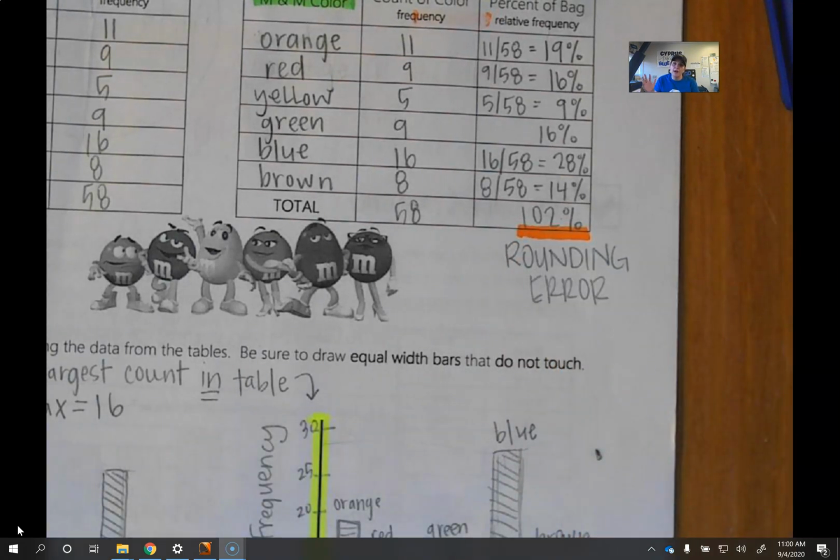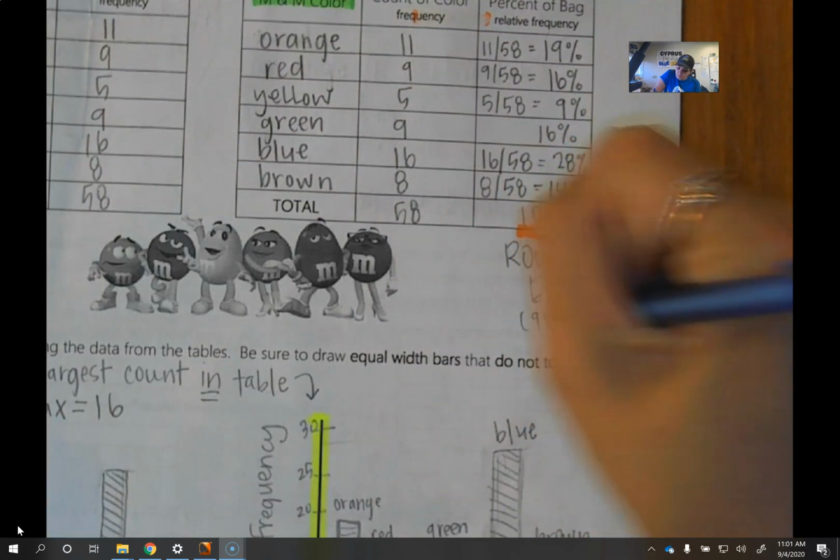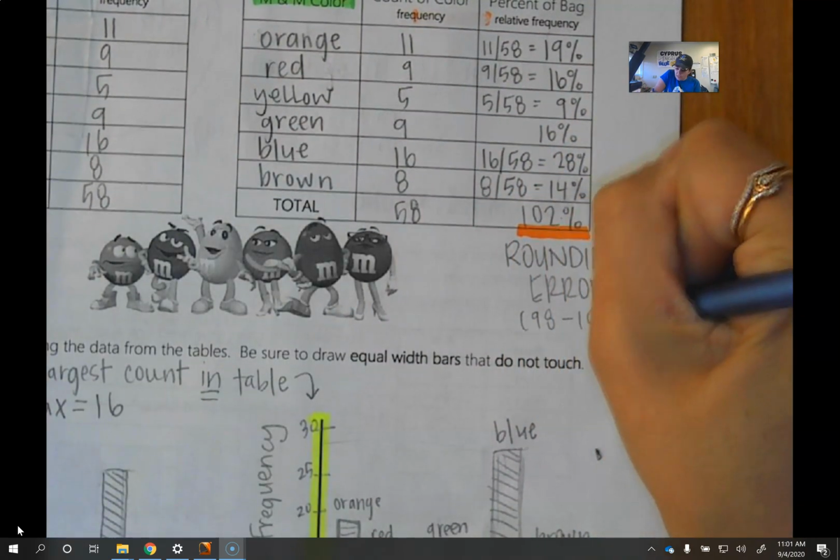Remember, you don't actually round down. If you're not rounding up, you could get a percent that is less than 100. If you're rounding up, you could get a percent that is more than 100. So if yours don't add to 100, it's okay. You are okay if you have 98 through 102%.